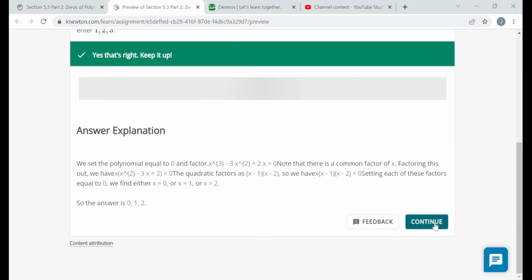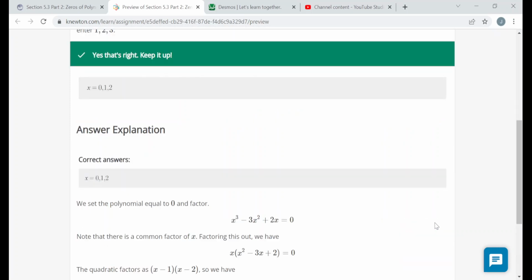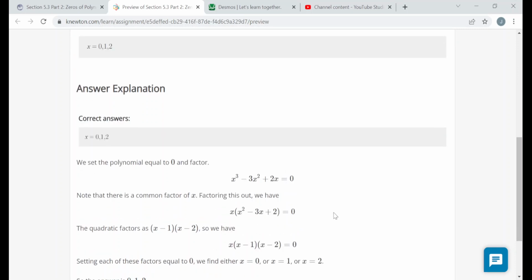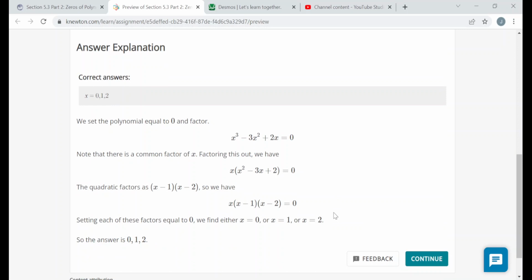Then after you submit your answer, you should be told if you're right or wrong and given an answer explanation. Please read through the answer explanations. Make sure you understand why things were correct or incorrect, and hopefully you can learn from your mistakes for future problems. All right, next question.